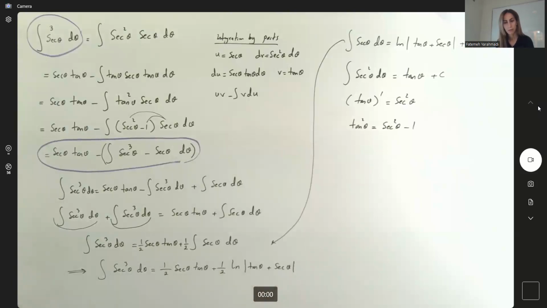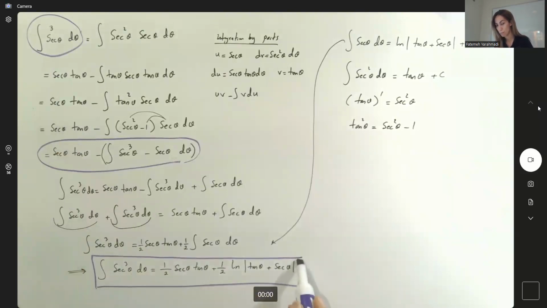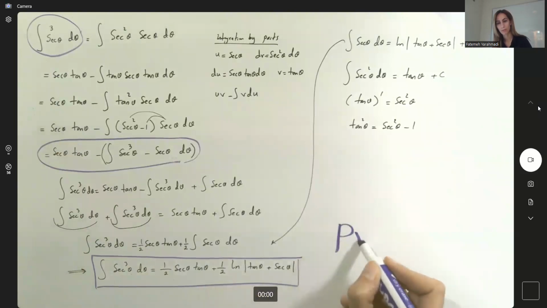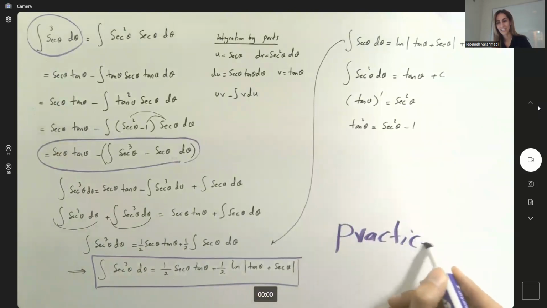So on the exam, in your homework, if somebody asks you to prove the integral of secant to the third is this, you can take the derivative of both sides, or you can just show step by step. We can show that you know how to find these types of integrals. By practice, you feel more comfortable. So practice is the key.